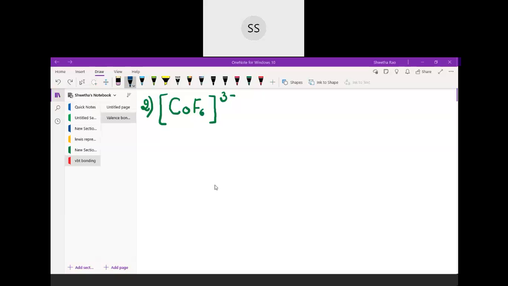This is the second example I'm going to explain based on the VBT concept. And once you understand the way of doing it, the rest of it is similar. Okay, so you listen carefully. One I've already explained. The second one also I'm going to explain to you.